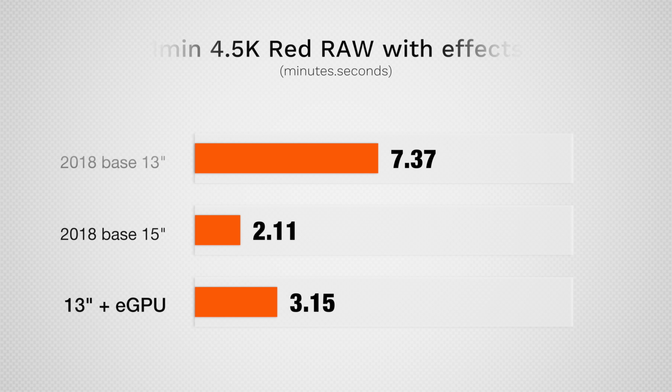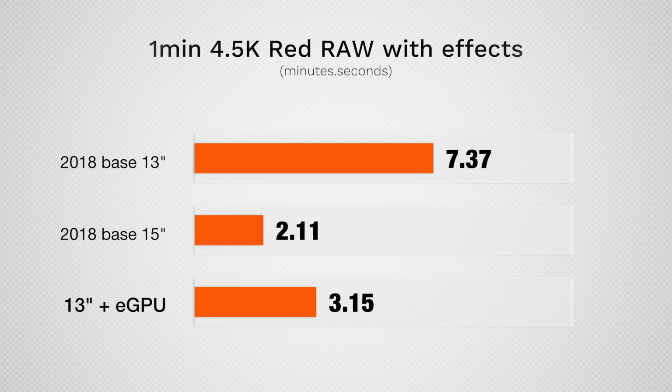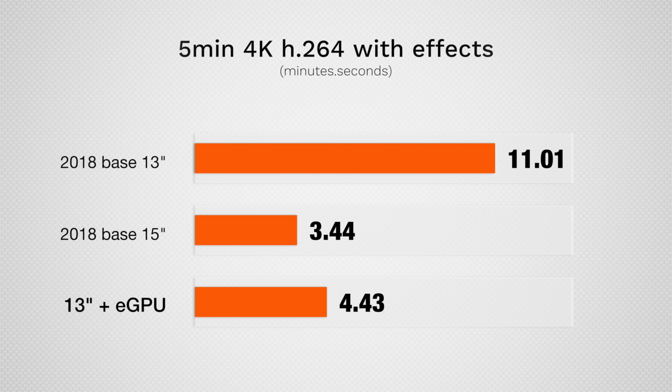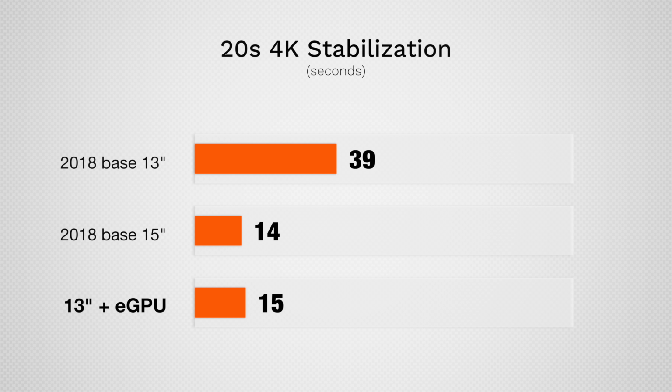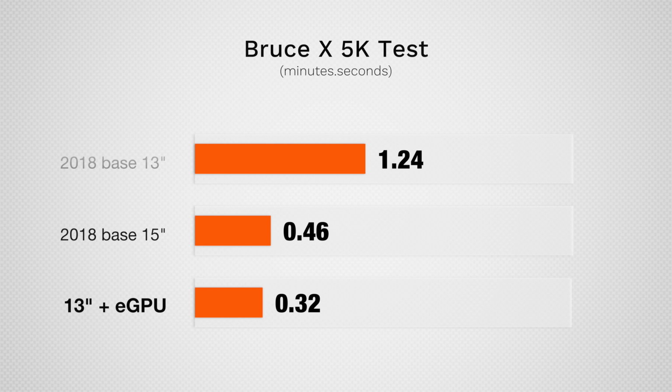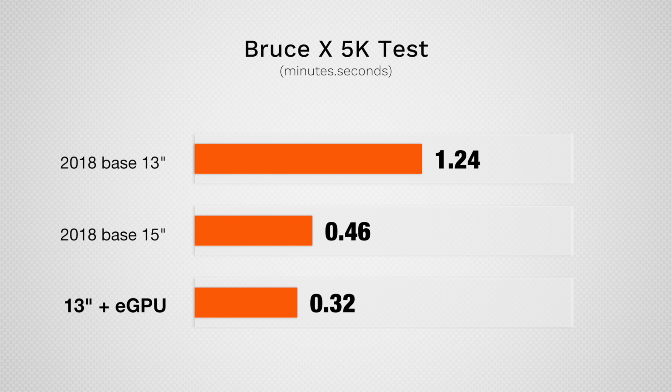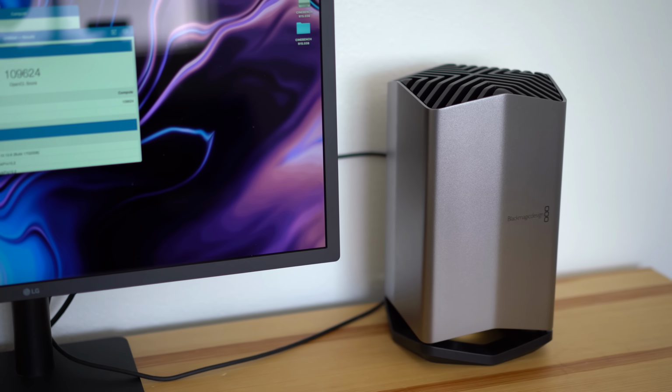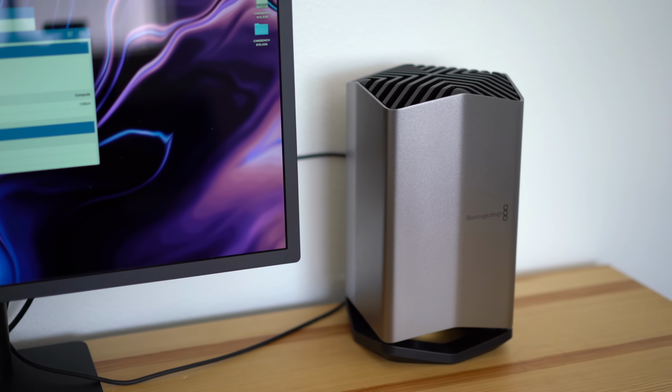Now for our Final Cut Pro tests, we're exporting the 1-minute RAW clip over twice as fast. We're exporting the 5-minute 4K test almost 3 times as fast, and we've basically matched the 15-inch MacBook Pro in 4K stabilization speeds. To our surprise, the Bruce X benchmark exported faster than the 15-inch MacBook Pro. Although the 13-inch MacBook Pro with the Blackmagic eGPU doesn't quite match the 15-inch by itself, it still greatly improves performance compared to the 13-inch alone.